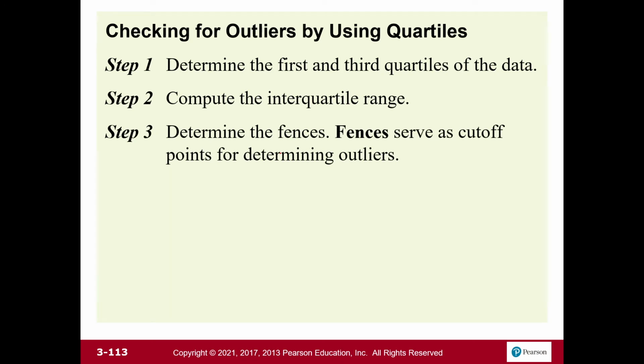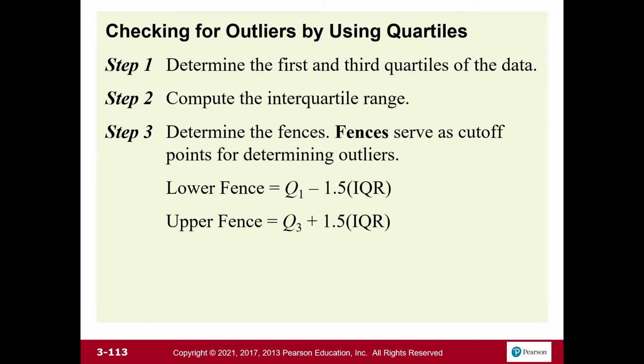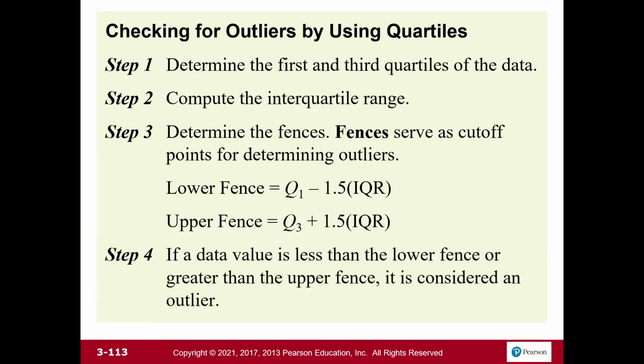So there's actually a way to calculate outliers, and it's by creating what's called a fence. If you're lower than the lower fence or greater than the upper fence, you could be classified as an outlier. So the lower fence is Q1 minus 1.5 times the interquartile range, and the upper fence is Q3 plus 1.5 times the interquartile range.